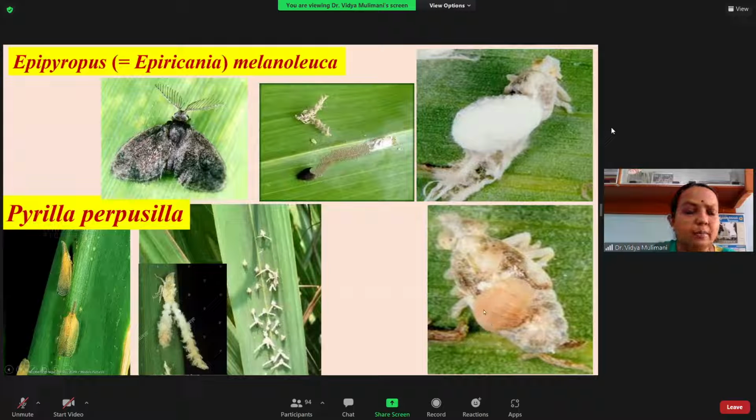When this Epericania is about to go for pupation, it disconnects from the Pirilla, and in this photograph you can see they go for pupation in a silken cocoon. This is the silken cocoon of the Epericania melanolica. Again the cycle will continue. The adult, you can see, is black in color, and this is the Pirilla purpuseella, which is a major pest in sugarcane.